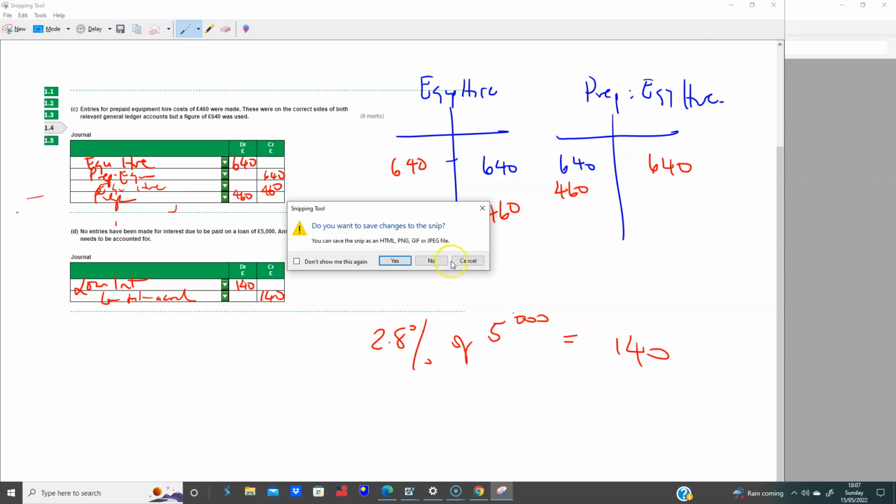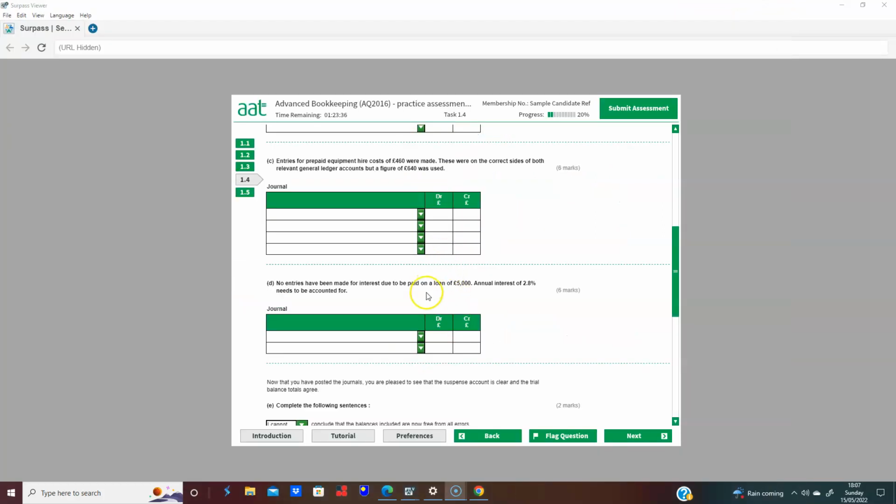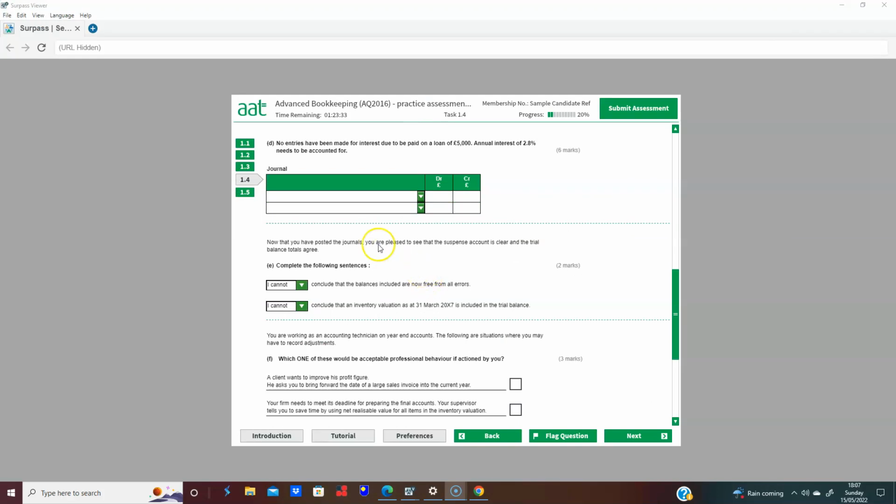Okay, great stuff. Now, this one is slightly slippery. They want you to discuss whether or not the balances are now free from all errors. Well, you can't quite say that, because it's very possible that you could still have two figures in there that are entirely wrong, but they're on the debit and the credit side. So it's really just assessing the limitations of the trial balance. That's the first thing. So that's not true. And as far as the inventory valuation is concerned, there's no way the trial balance can help you. You really have to look at it on its own.